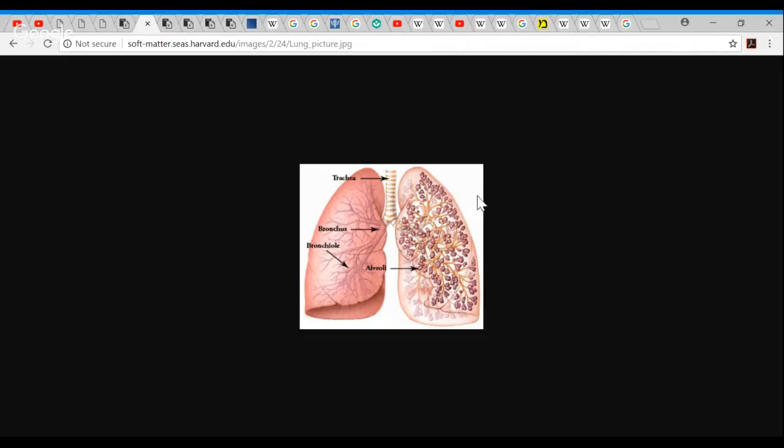And at the end, you have these alveoli, which are these grape-cluster looking things, and the air carrying the oxygen meets with blood and helps in bringing the oxygen to the blood, which will then be circulated to the entire body. That is how breathing works in general.